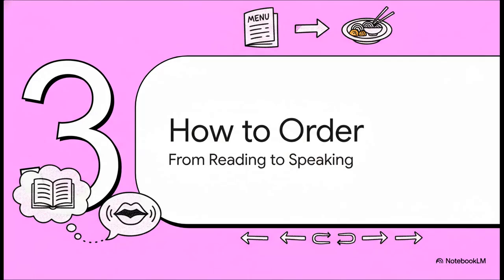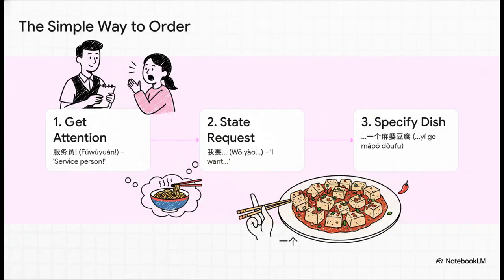Okay, that brings us to our third module, how to order with confidence. We're going to bridge that gap between just being able to read the menu and actually speaking up and ordering. The key here is mastering a really simple, polite, and super effective sentence pattern. The whole process is really just 3 distinct steps. Step 1, you need to get the server's attention. You do this by politely calling out, 服务员, 服务员.